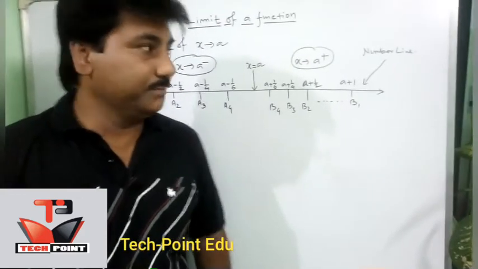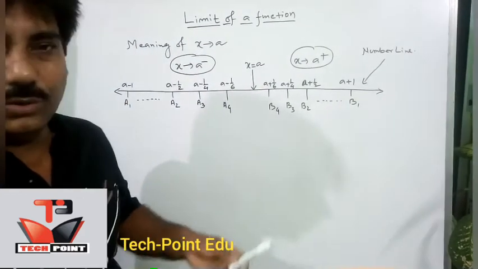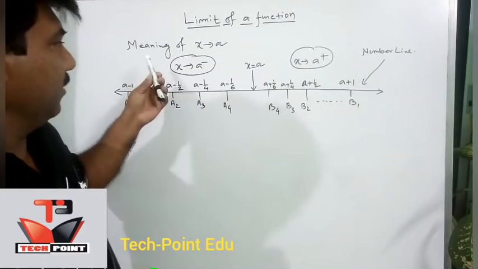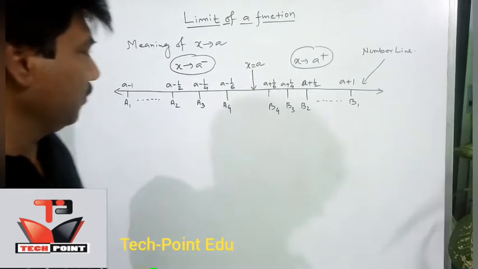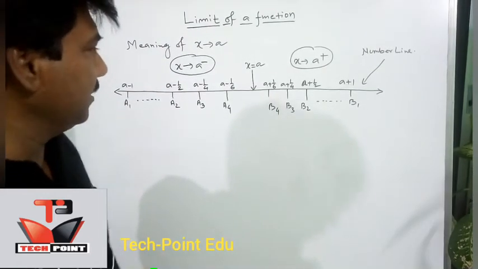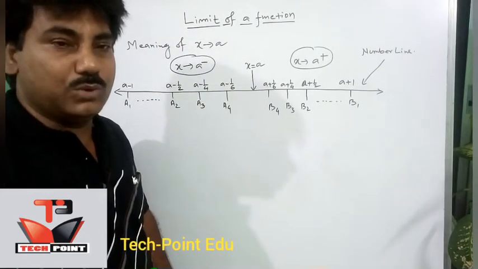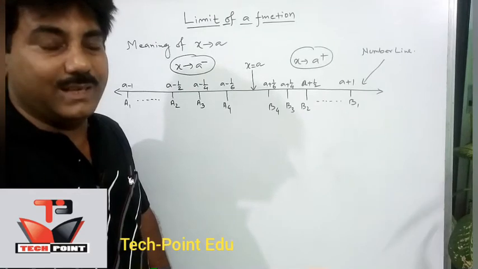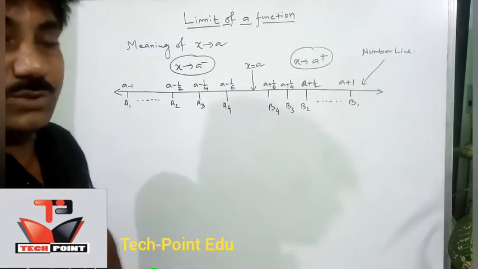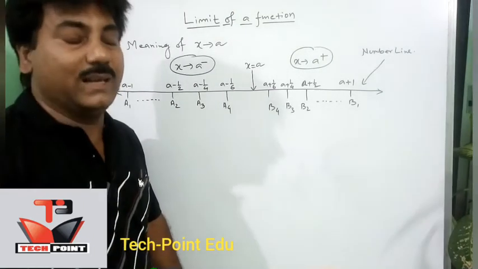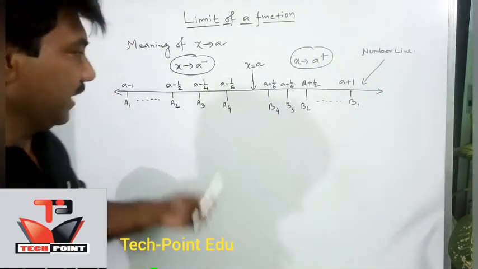Now I will show you what is the meaning of x tends to a, because in limit most of the places you will see that x tends to a, or x tends to a plus, x tends to a minus. What are their meanings? That you check now.